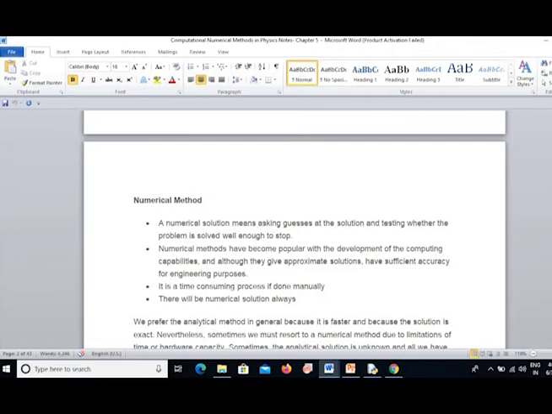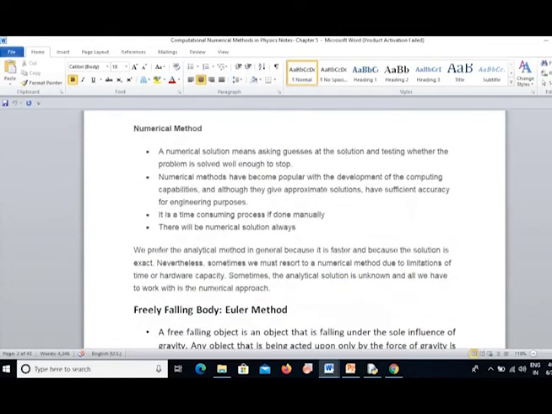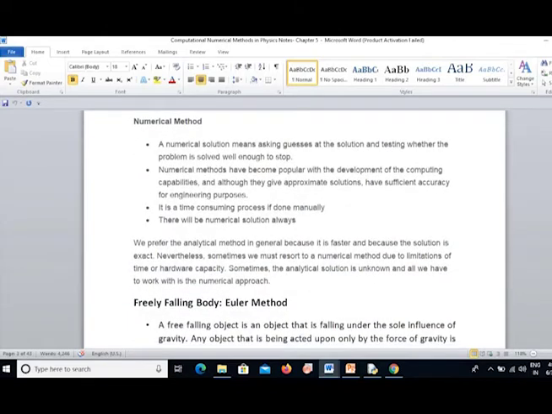Like if you're doing this integration using trapezoidal or Simpson's rule, what answer will you get? You will get an answer as a number. But if you are doing the integration the other way, you will get the answer in terms of some variables, and applying the limits, you get the numerical value. Here, directly you will get the numerical answer. So, that is basically the difference between numerical method and analytical method.